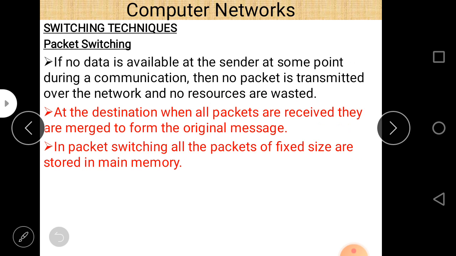And the last point regarding packet switching is that all the packets are of fixed size. Packets of a fixed size are stored in main memory, meaning RAM. And if no data is available at the sender at some point during communication, then no packet is transmitted over the network and no resources are wasted.